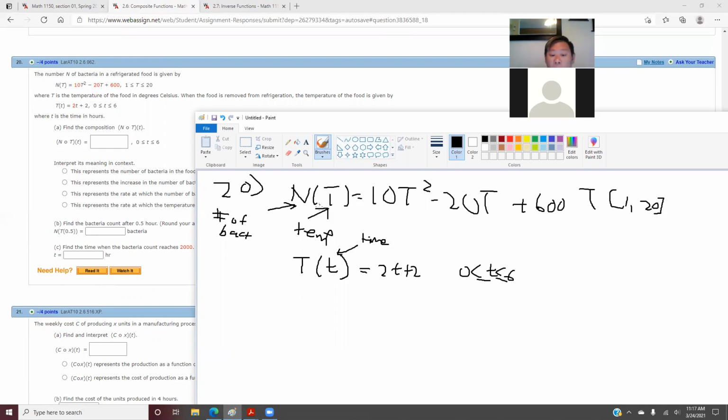So what happens is when you put food inside the fridge, the bacteria inside the food is based on the temperature in the fridge, and the temperature in the fridge is also based on the time. The longer you leave it in the fridge, the colder the food gets, and the bacteria gets less, because when it's cold, the bacteria is not active. So this question is asking us to find N of T of t.